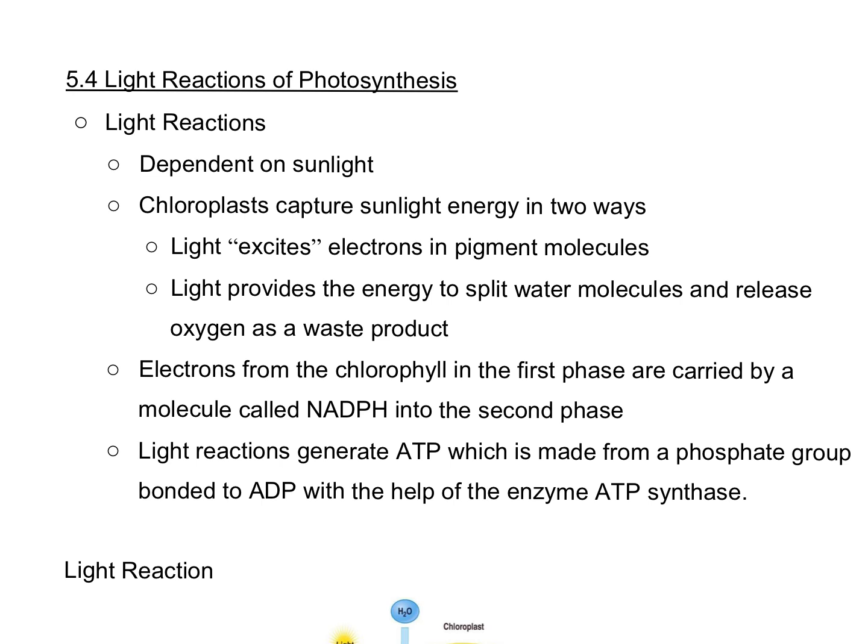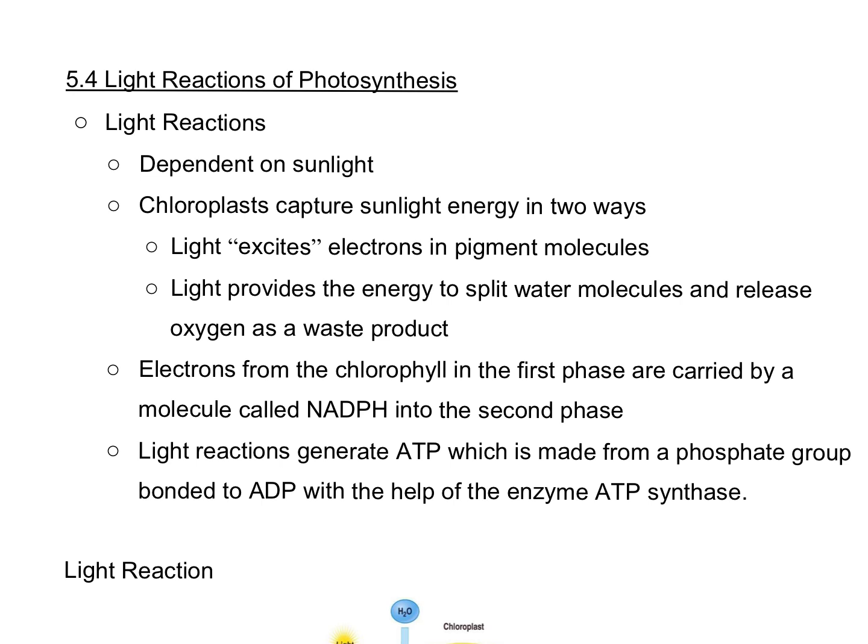But in the notes, at least, chloroplasts capture the sunlight in two ways. Right? It either excites the chlorophyll or the pigment, or it splits the water molecules. And by the way, the splitting of the water molecules is called photolysis, right? Photolysis. So it's bringing back that theme of to lyse, to break. So photolysis.